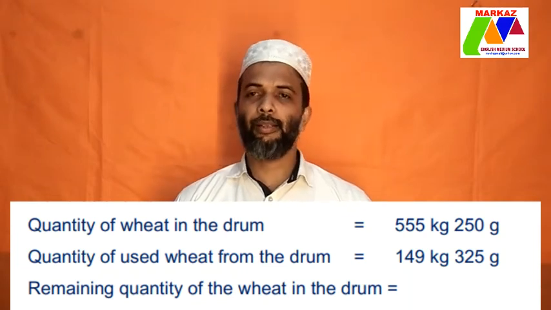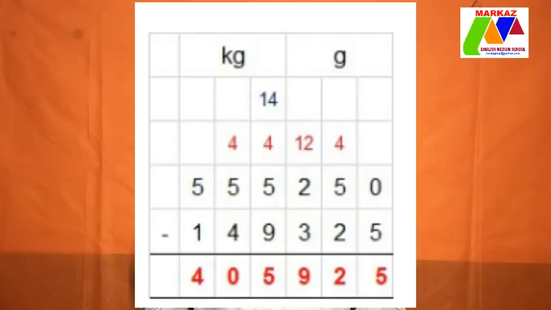Okay, let us subtract. 0 minus 5, borrow 1 from next place. 10 minus 5 is equal to 5. 4 minus 2 is equal to 2. Then third place, 2 minus 3, borrow 1 from next place. Now 12. 12 minus 3 is equal to 9. 4 minus 9, borrow 1 from next place, 14. 14 minus 9 is equal to 5. 4 minus 4, 0. 5 minus 1, 4.